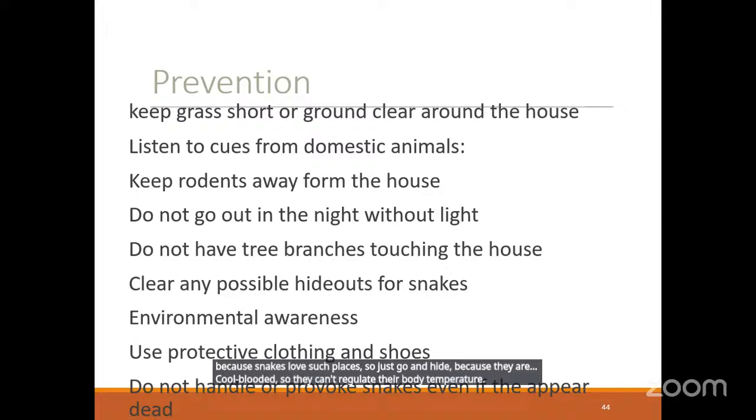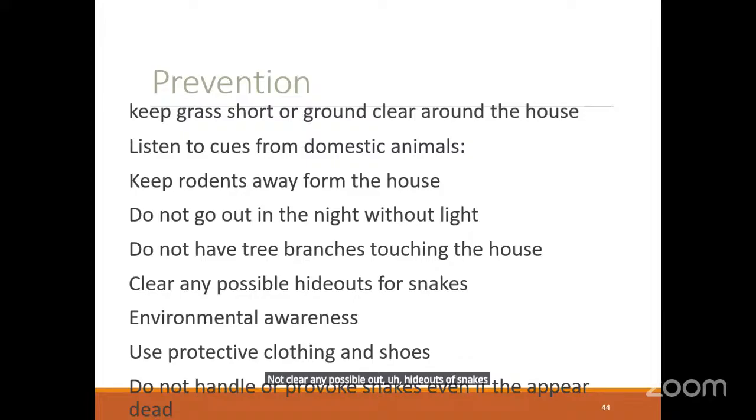Now, you listen to cues from domestic animals, because some domestic animals may start shouting when such venomous snakes come in. Then keep rodents away from the house. Don't go out in the night without light. Always have your torchlight. Very important. And do not have tree branches touching the house. Very important, because they can crawl from the tree branch and enter the house. Now, clear any possible hideouts of snakes.